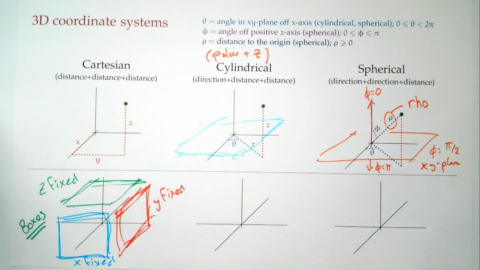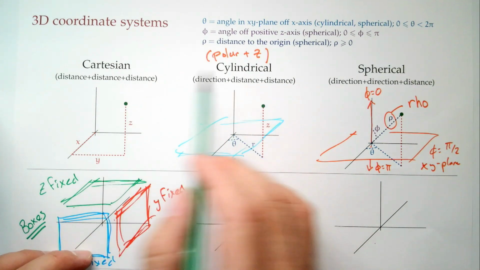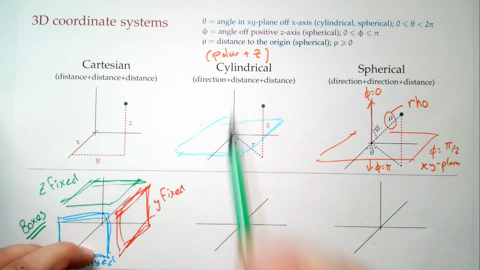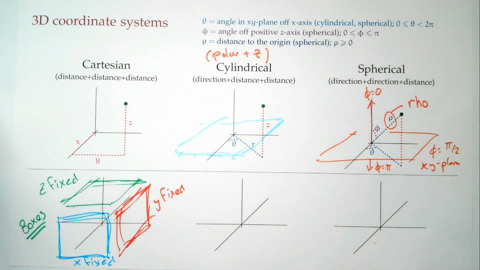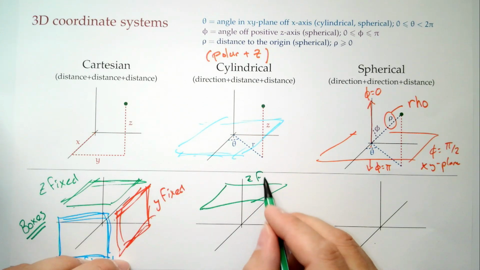Now let's talk about cylindrical coordinates. One of them is pretty easy, and that is z. The reason z is easy is z does the same role in both Cartesian and cylindrical. It measures how far off you go from the xy plane. So when we talk about z, we're going to end up with the plane again. So that's z.